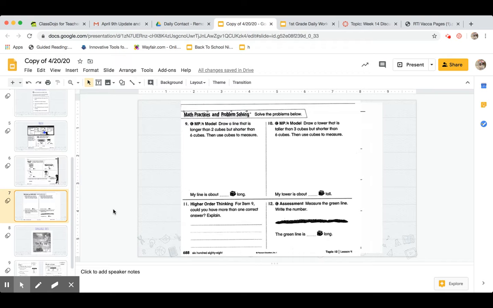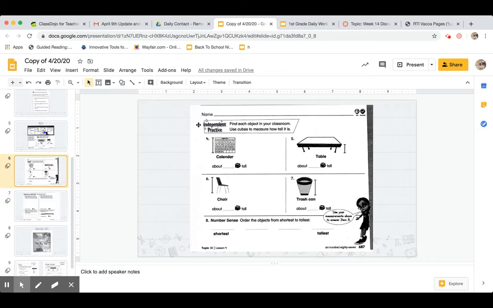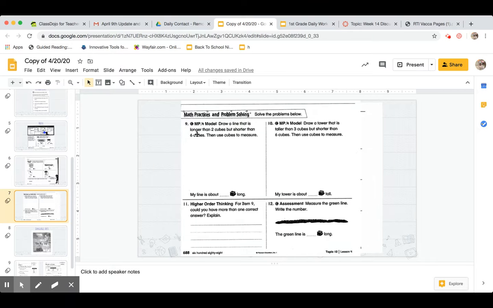For your last problem today, your word problems, when you're solving these, just to get a little extra reading in, I want you guys to try your best to read them on your own. If you need help, you need help. But first, try to read it on your own. So number 9 says, draw a line that is longer than 2 cubes, but shorter than 6 cubes. So you're going to use cubes to help you with that. So it has to be longer than 2, but shorter than 6. Same thing over here. Draw a tower that is taller than 3 cubes, but shorter than 6 cubes.